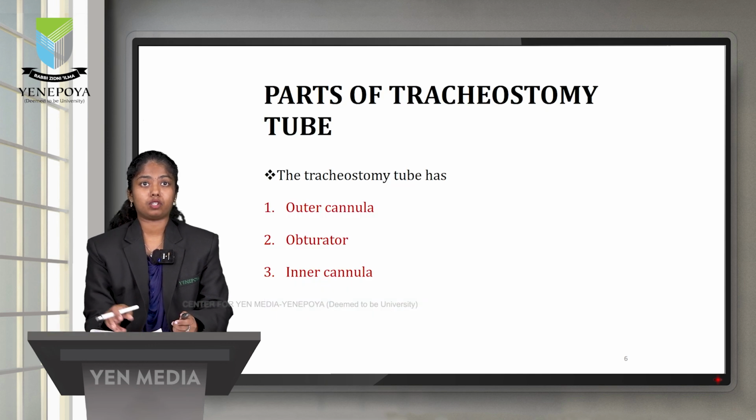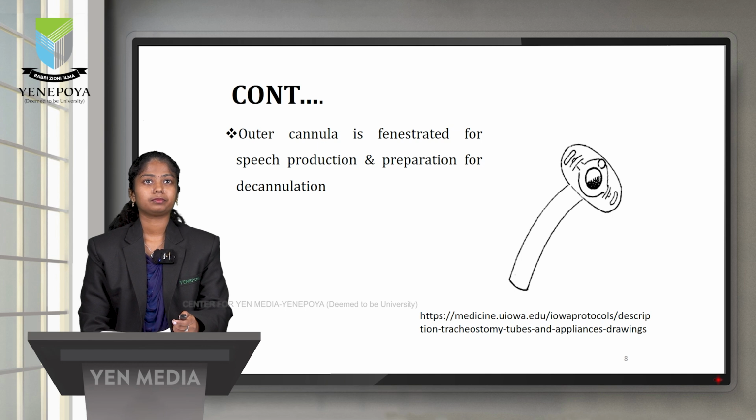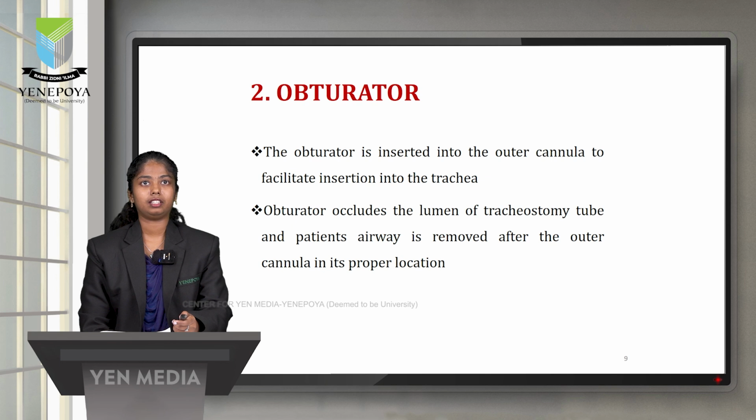Parts of tracheostomy tube. The tracheostomy tube has outer cannula, obturator and inner cannula. Outer cannula fits directly in the tracheal stoma. The proximal flange is to secure the tube in place and lock the inner cannula. When inflated, it prevents air leakage between the tracheal wall and the outside of the tracheostomy tube. Outer cannula is fenestrated for speech production and preparation for decannulation.